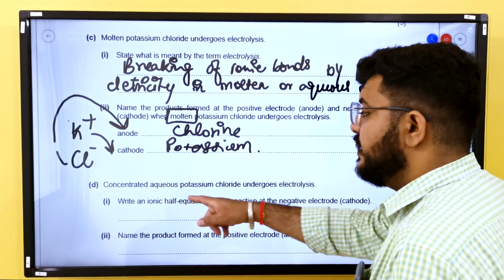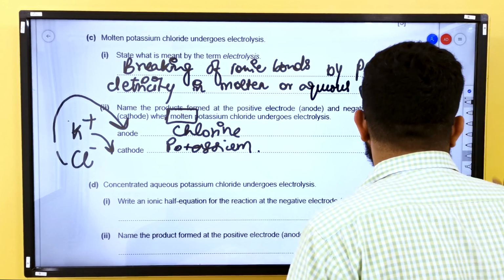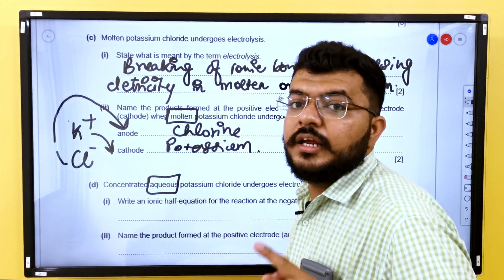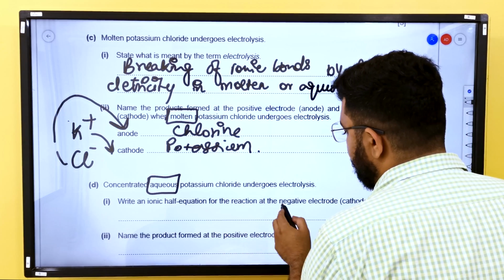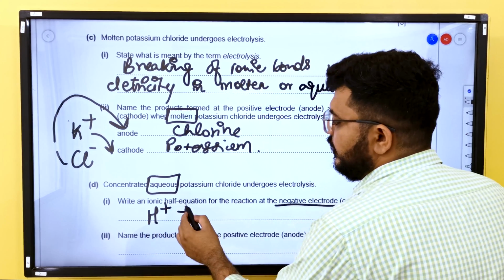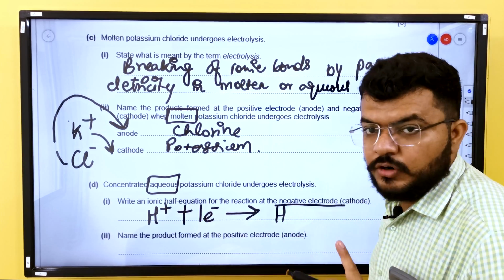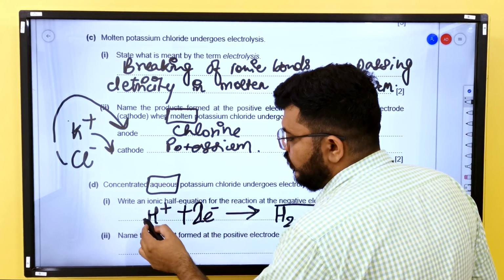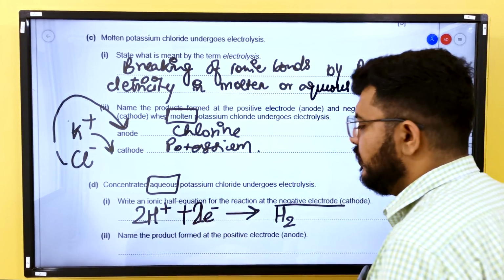Question D. Concentrated aqueous potassium chloride undergoes electrolysis. Now see, they have changed the term. It's not molten anymore, it is aqueous. So there are H plus ions present. Potassium is more reactive than H plus ions. So what will happen at the negative electrode? At the negative electrode, H plus ions are attracted. They gain 1 electron, they get reduced and form H. But H cannot form alone. Hydrogen is a diatomic gas. So I'll write 2 here, we'll change this to 2 and I'll write 2 here. This is the ionic half equation for the reaction at the negative electrode.